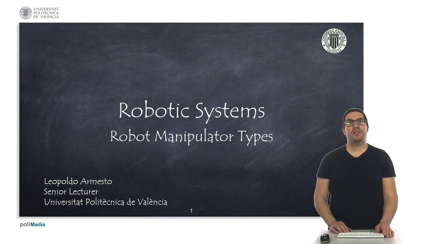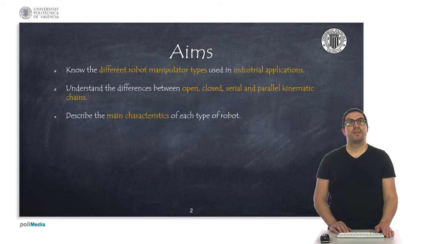Hello, in this presentation I will talk about different robot manipulator types used in many industrial applications. The aims of the presentation are to know different types of robots used in industrial applications, as well as to understand the differences between these robots, and also some concepts such as the open and closed kinematic chains. Also, for instance, to know the difference between serial and parallel structures. And finally, we will focus on describing the main characteristics of each of these robot types.